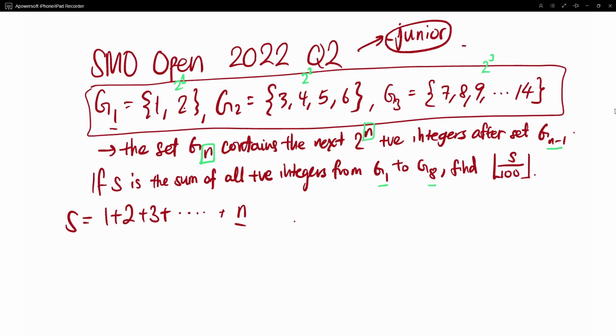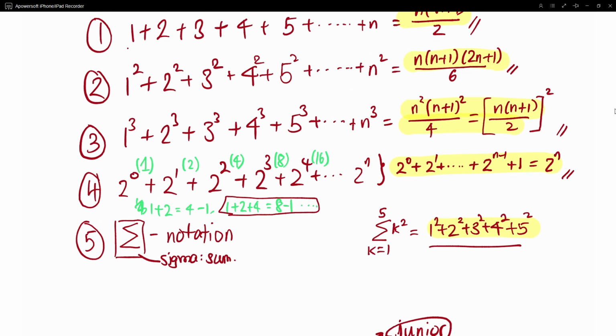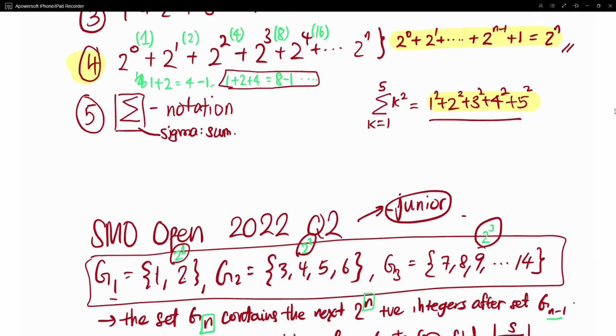And we want to find this number n. You realize that if this has 2 to the power of 1 numbers, this has 2 to the power of 2 numbers, 2 to the power of 3, we can actually find n very easily. N is simply 2 to the power of 1 plus 2 to the power of 2, 2 to the power of 3, all the way to 2 to the power of 8, because there's G8 here. We just need to find the sum. And we can simply use identity number 4 here to help us with this question.